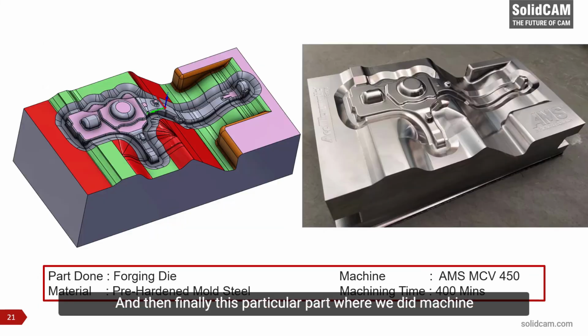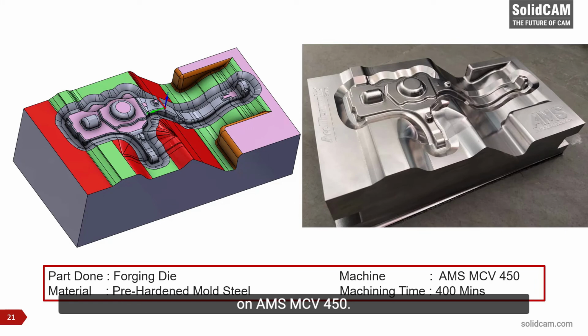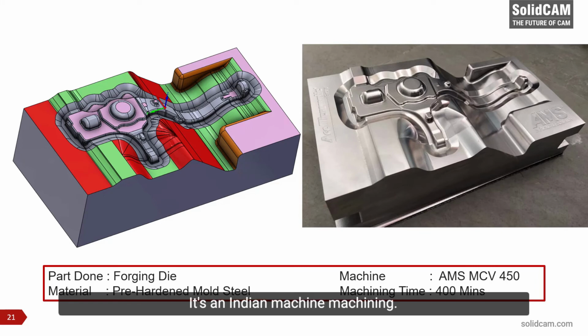And then finally, this particular part where we did machine on AMS MCV 450. It's an Indian machine. This was again done on a pre-hardened mold steel, and the time taken was approximately 400 minutes.